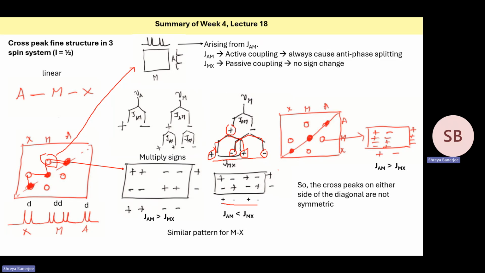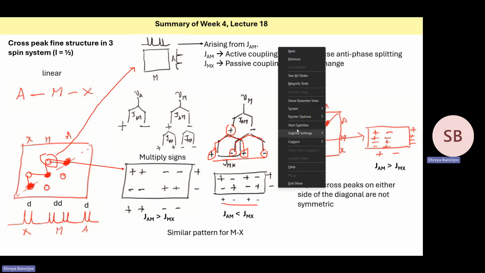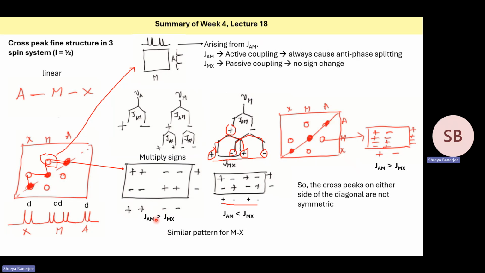Fine structure of A remains the same. And so now the fine structure gets changed. Depending on whether JAM is greater than MX or the opposite, the fine structure will be different.